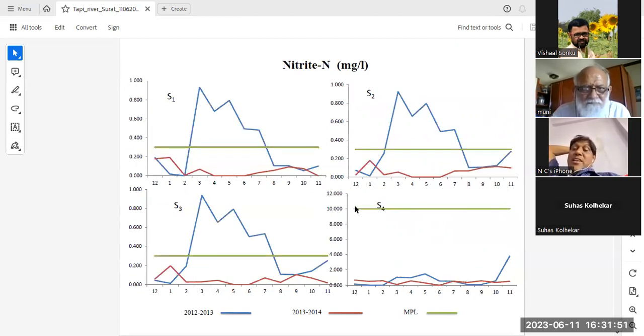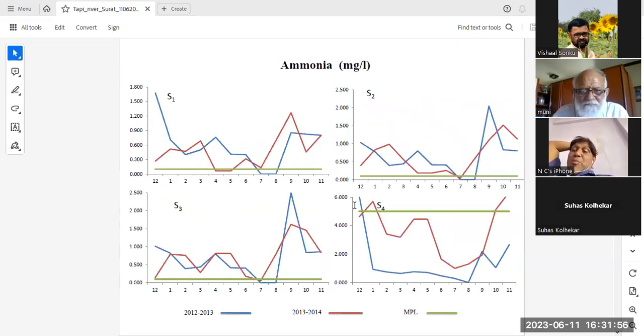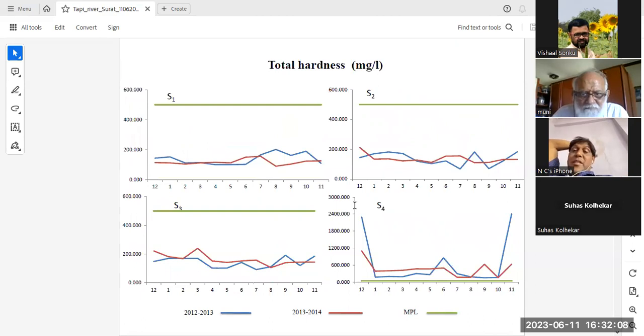Similarly, nitrite. Next, please. Ammonia. This is a very toxic content in the water, and it is also more than the optimum level. Next, please. Total hardness of water. At station number 4, it is beyond the limit, while stations 1, 2, and 3 contain very little hardness. Next, please.